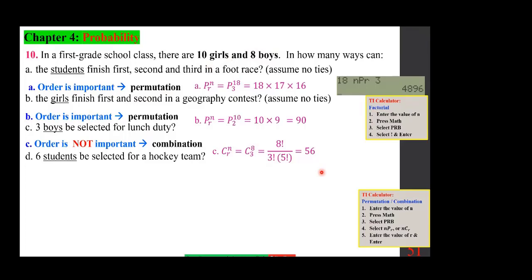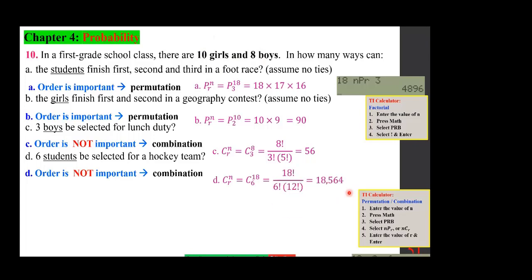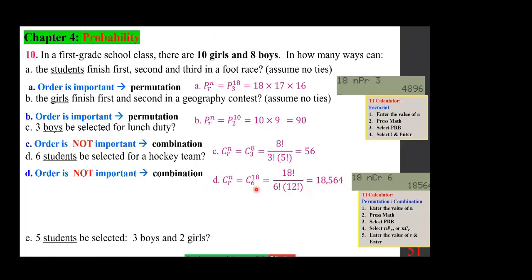6 students be selected for a hockey team. So we have a total of 18 students, and we want to choose 6 of them. It's a combination because order is not important. So combination of 18, choose 6. Now the rest is not important. You can use technology or do it by hand, and I'm showing you the result by hand and the result by technology. Either way is fine. What matters is that you understand the justification as to why we do that.